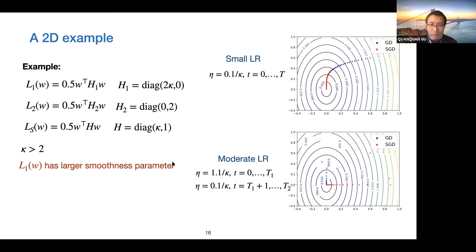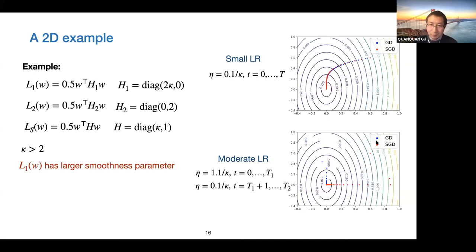But the interesting thing actually happens in the moderate learning rate regime. So if you start with the learning rate equal to 1.1 divided by kappa, for gradient descent there's no big difference, because for gradient descent the critical learning rate is 2 divided by kappa. So this one is smaller than 2 divided by kappa.